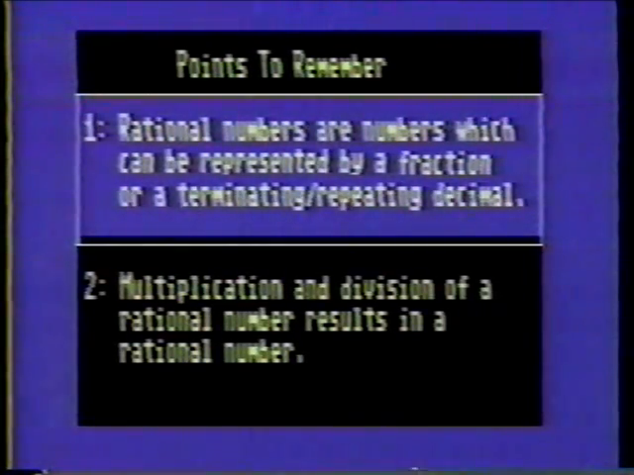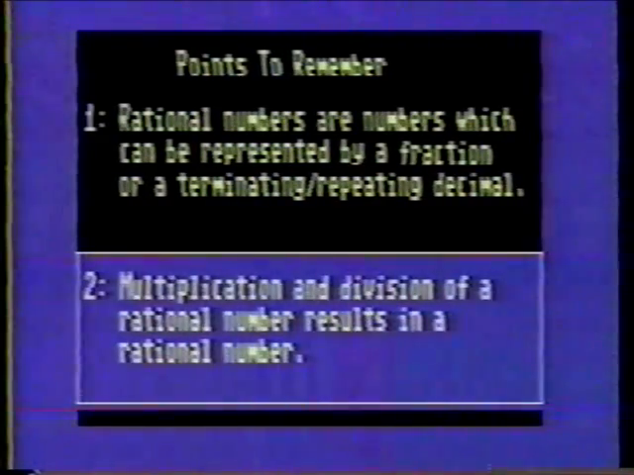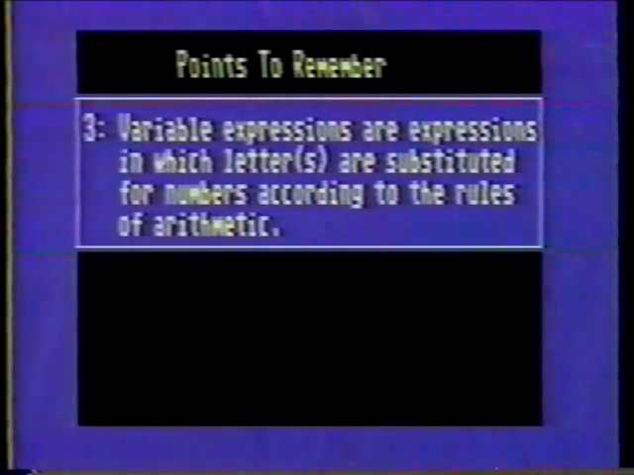To remember. 1. Rational numbers are numbers which can be represented by a fraction or a terminating or repeating decimal. 2. Multiplication and division of a rational number results in a rational number. 3. Variable expressions are expressions in which letters are substituted for numbers according to the rules of arithmetic.